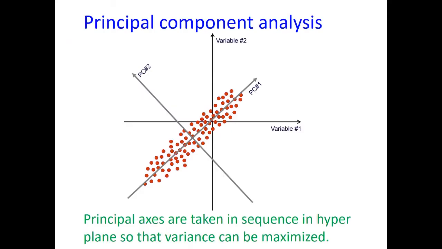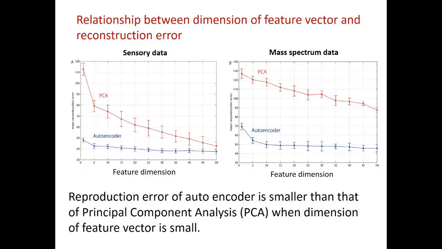And again, this is principal component analysis, which is also used for data compression. We compare the autoencoder and the principal component analysis. This is sensory data, this is mass spectrum data, and this is the feature dimension. This is the reconstruction error.